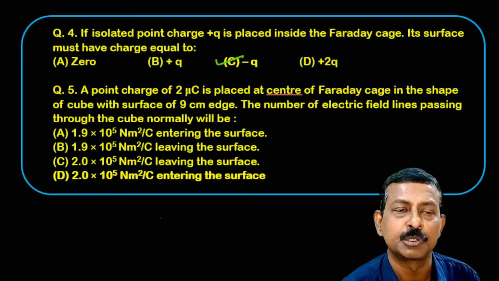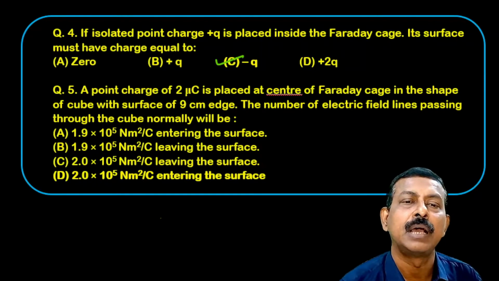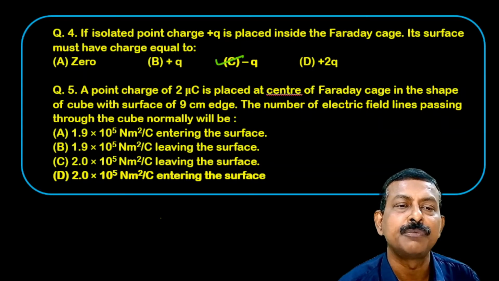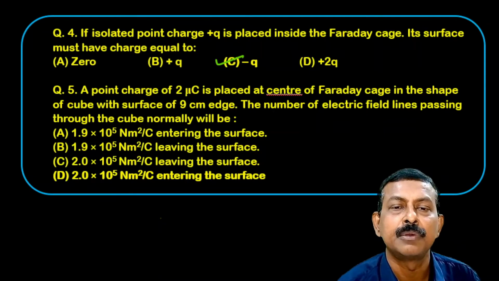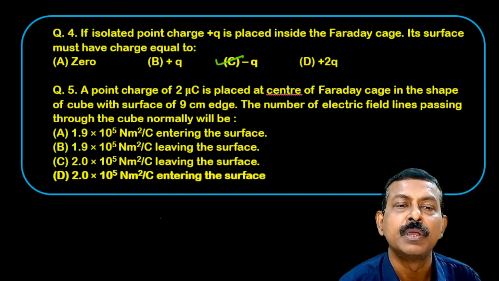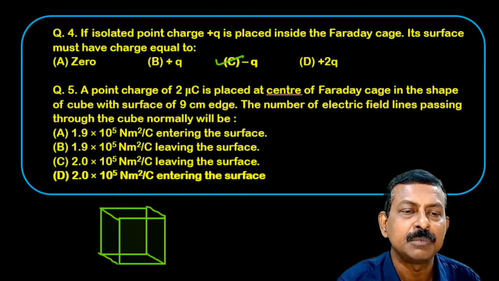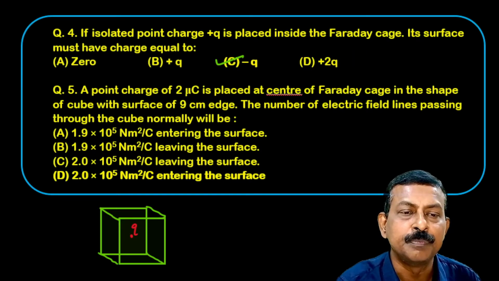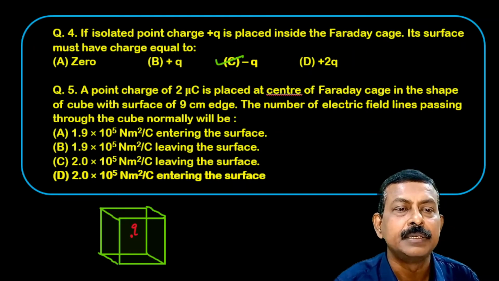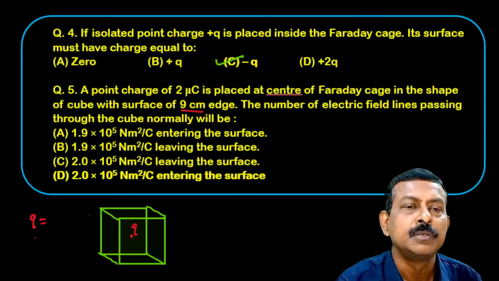Let's now take the fifth question. A point charge of 2 microcoulomb is placed at the center of a Faraday cage in the shape of a cube with sides of 9 centimeter each. The number of electric field lines passing through the cube normally will be. Let's consider this is the cube, and we have a charge kept at the center of this. This cube has a side of 9 centimeter, and the charge here is 2 microcoulomb.